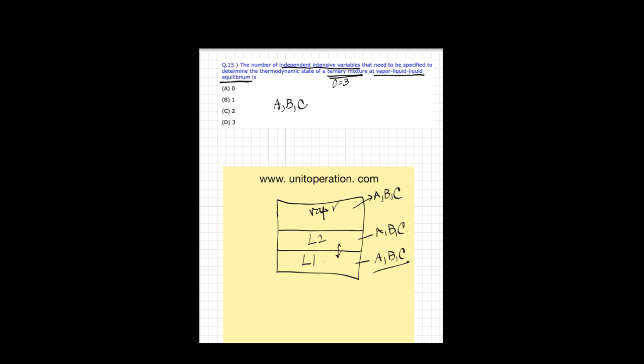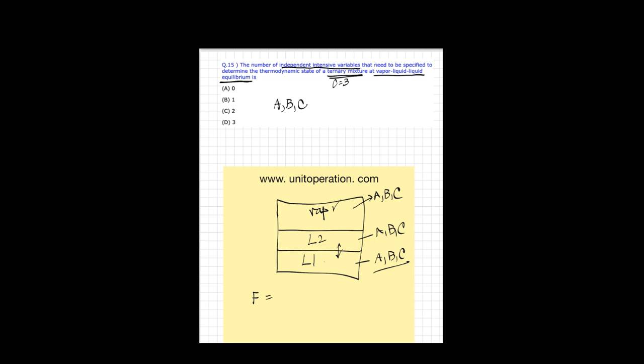So we have to find out the number of independent intensive variables, which is basically the degrees of freedom that need to be specified to ascertain the equilibrium of the system, which is both the mechanical and the thermal equilibrium of the system. And of course the phase equilibrium, which means the chemical compositions of all the phases will be constant and will not change with time.